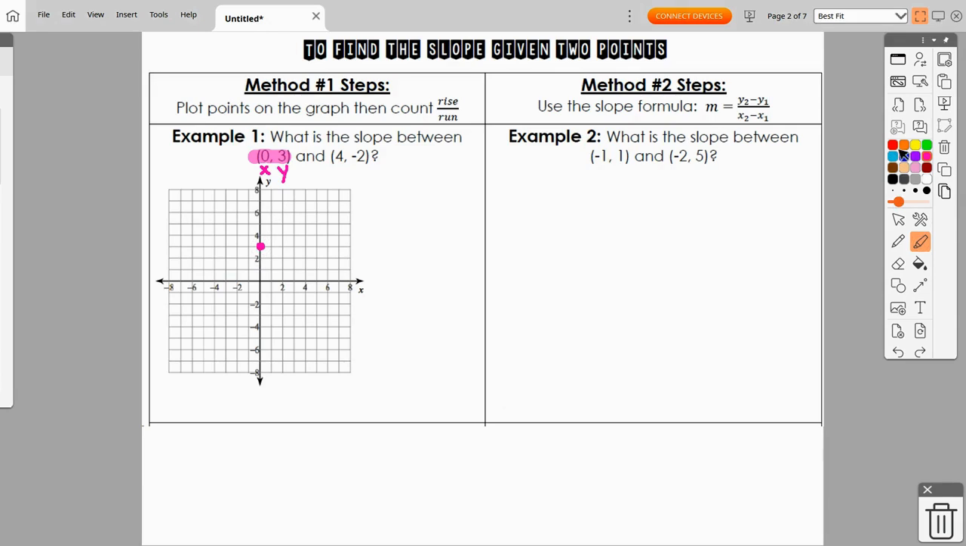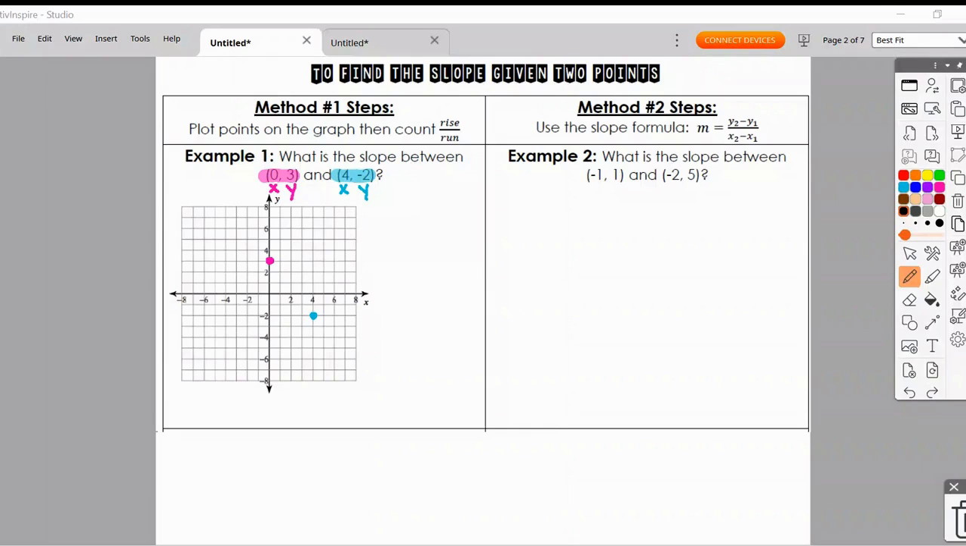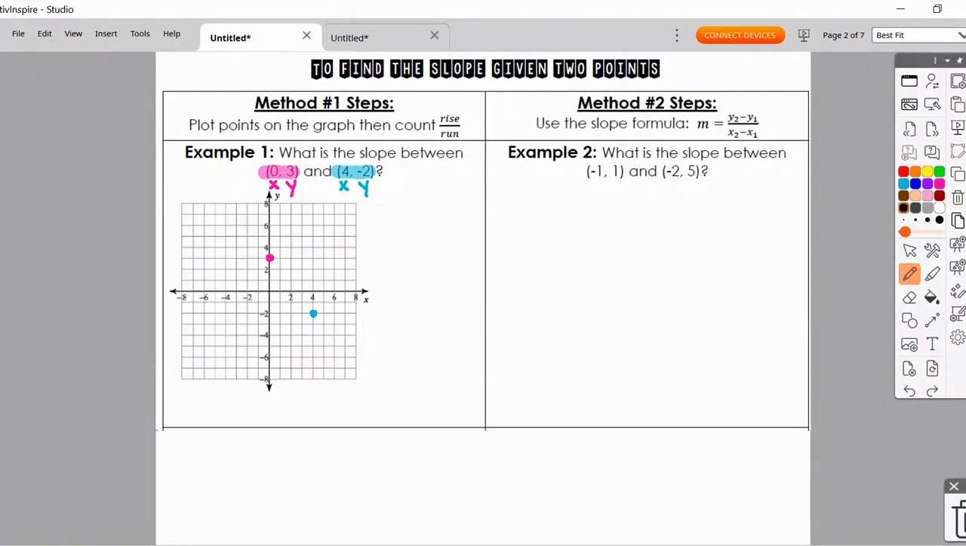Then I'm going to go ahead and highlight the second one in a different color to show you that I'm plotting this point of 4, -2. The x is 4, the y is -2, so that would be located here. Make sure you plot your points correctly. After plotting the points on the graph, the next step says to count the rise over the run. That's exactly what we're going to do here.